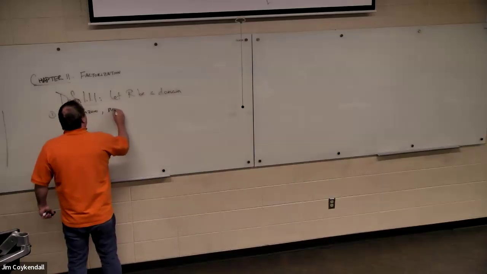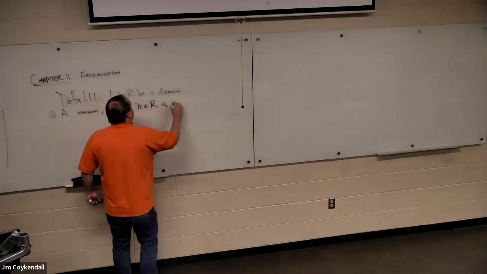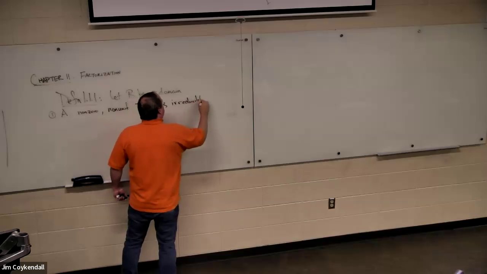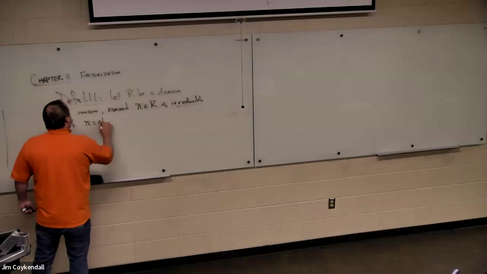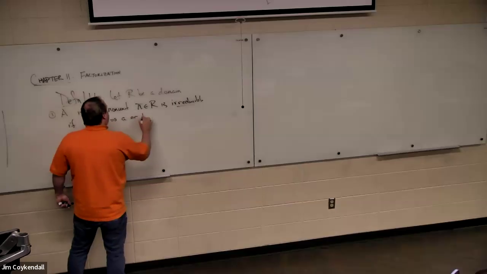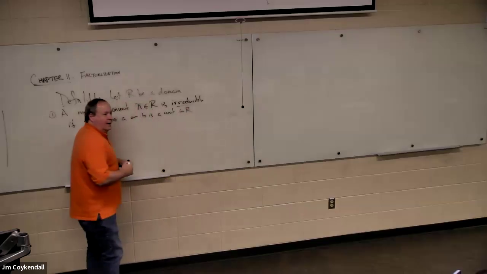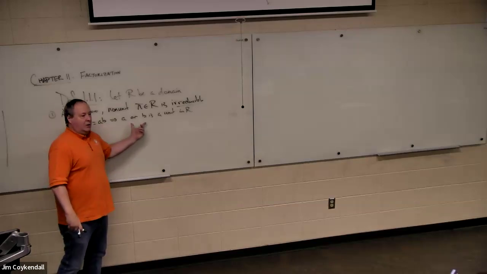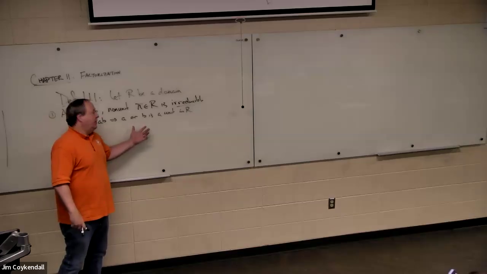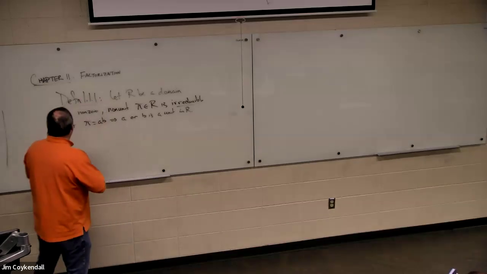A non-zero non-unit pi in R is irreducible. So I can't break it down any further. If pi equals AB implies A or B is a unit in R. This is the way I would generalize this. This sort of says if you can factor it, one of the factors has to be a unit. So in the integers, that means if you factor, one of the factors has to be one. So this is kind of the old, its only divisors are itself and one. It's the MO of that.